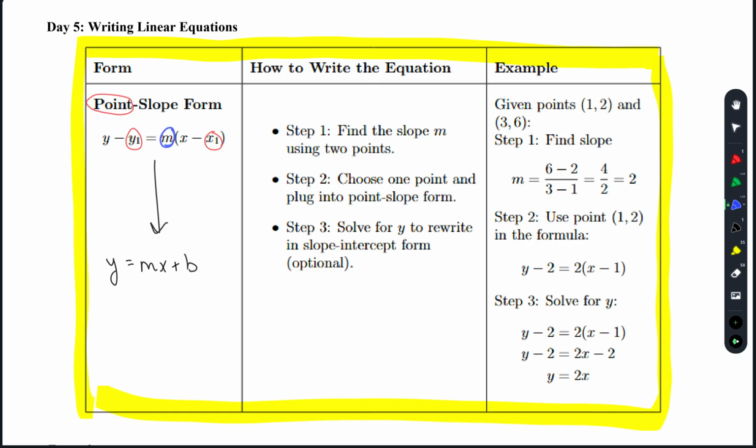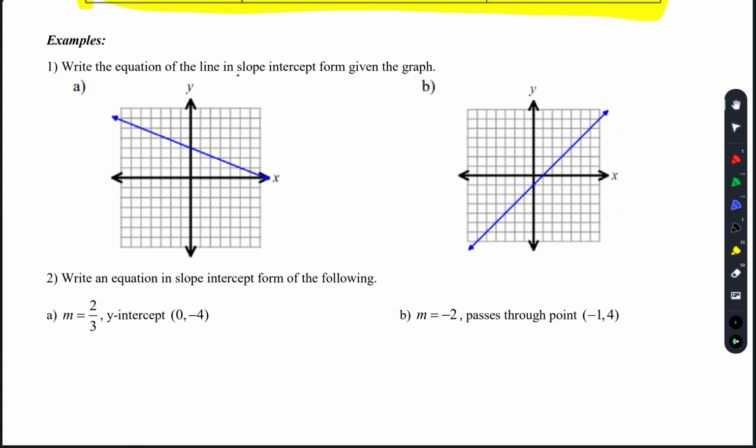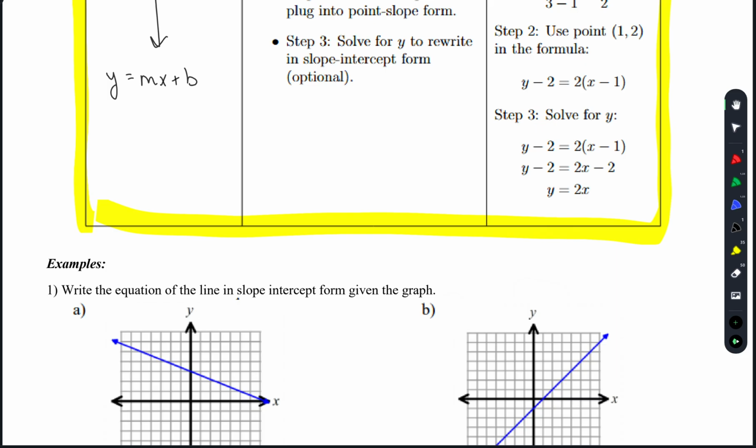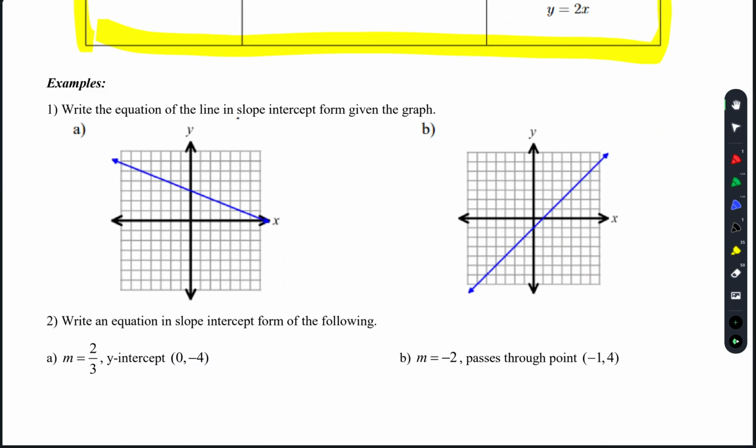The easiest ones are when you have the graph, because you can go straight to the y equals mx plus b problem. You don't have to deal with the point slope, because for y equals mx plus b, all you need is your slope and your y-intercept. So b is the y value of the y-intercept. You're going to just use where it crosses the y-axis. So 3 goes there.